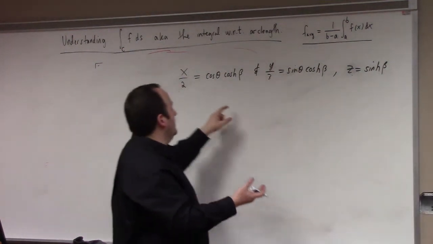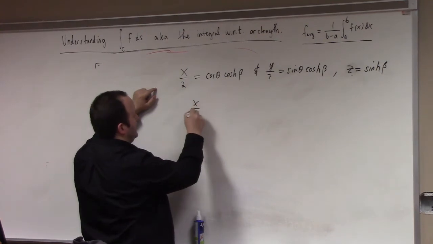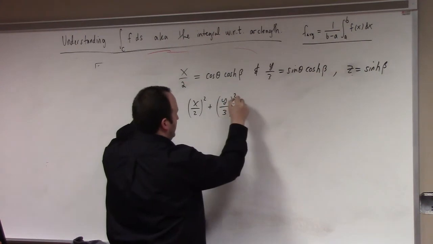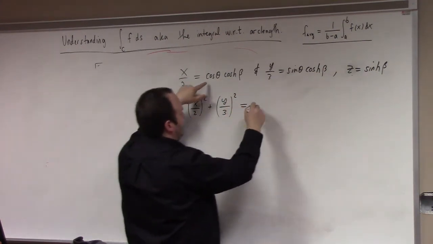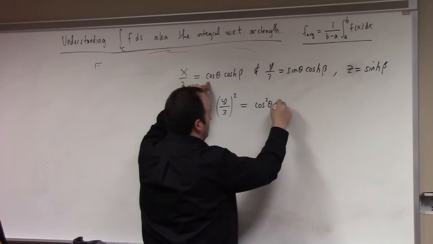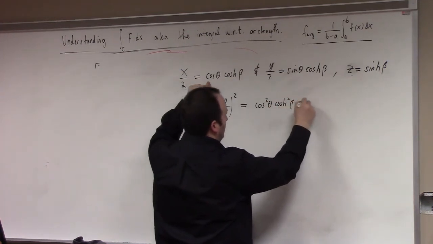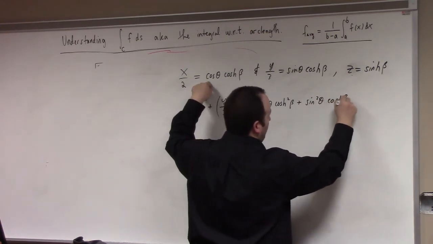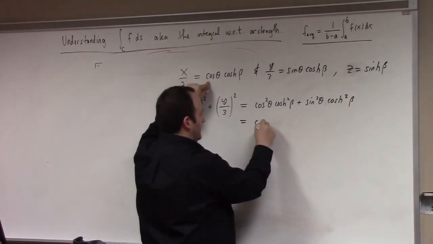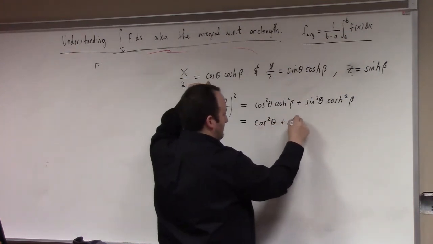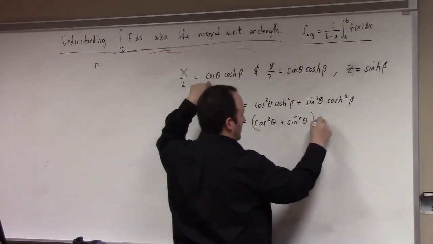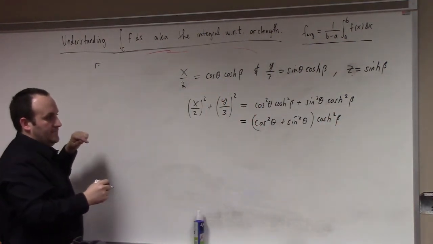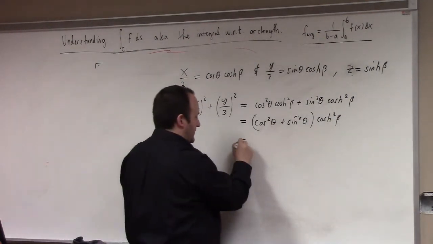All right? So the natural thing here to do would be (x/2)² + (y/3)². That's an intermediate thought. But that gives me cos²θ cos²β plus sin²θ cos²β. But you see I've got a common cos²β. So I got myself (cos²θ + sin²θ) times cos²β. That, of course, is just cos²β, right?